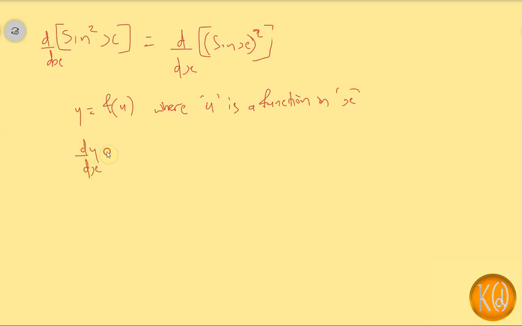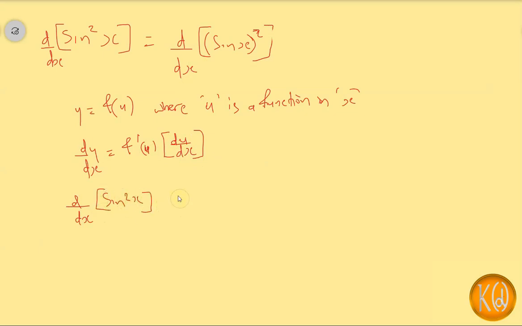So dy dx would be equal to f prime of u multiplied by du dx. Okay, so let's just apply this to the problem now. Based on the problem we got up there, let me rewrite it here. d dx of sine squared x.